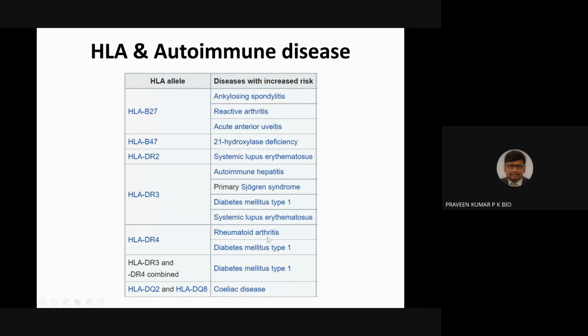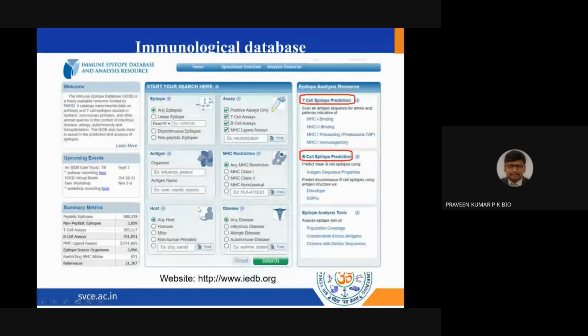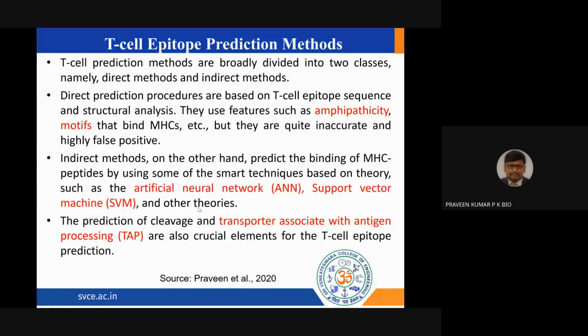Even for cancers, for specific organ cancers, there are some HLA alleles. A, B, C, I told you, come under MHC 1. DR and DQ come under MHC 2. So you have to focus on either MHC 1 or MHC 2 for these diseases. I told you IEDB is, of course, the major database, and of course you have tools developed inside to predict epitopes from the database. Now, T cell epitope prediction methods.